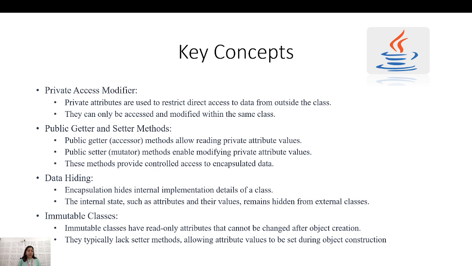And the last one is immutable classes. Mutation means we are changing the data. But if we do not allow the data to be changed, that is immutable. That can be achieved by using immutable classes, which provide read only attributes that cannot be changed after object creation. They typically do not have setter methods, and due to not having setter methods, one cannot change the attribute values after the object is created.